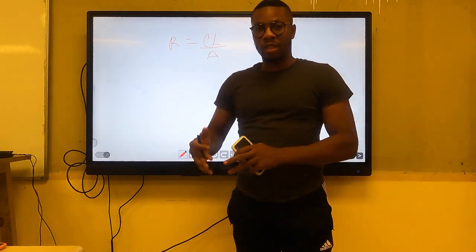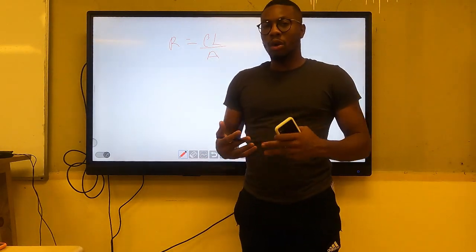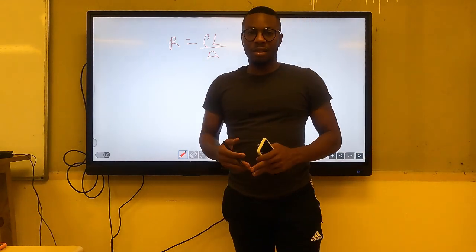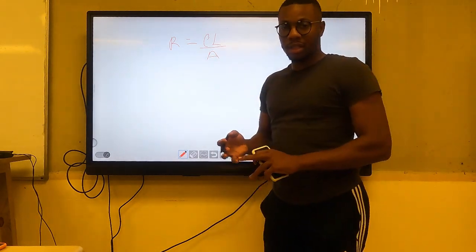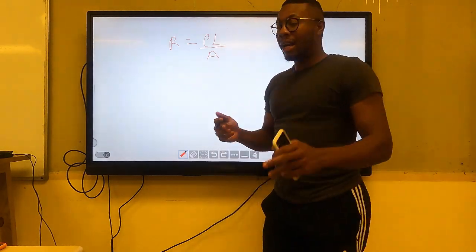We are going to attempt a question using some parameters related to a wire to find the resistance. As you know, resistance is the opposition to the flow of charge, and that resistance can be affected by several things: the resistivity, the length of the wire, and the cross-sectional area.